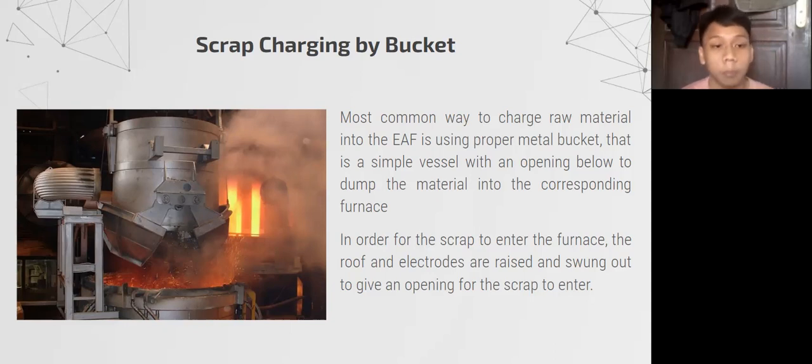After the material is charged into the electrical arc furnace, the roof and the electrodes are swung back and lowered to close the furnace. This charging process is not done only one time, but will occur 2 to 3 times in one heat. Why is this happening? Because the electrical arc furnace has a specific capacity that may not be enough for the total scrap that will be melted in one heat. So the charging process must be done 2 or 3 times.